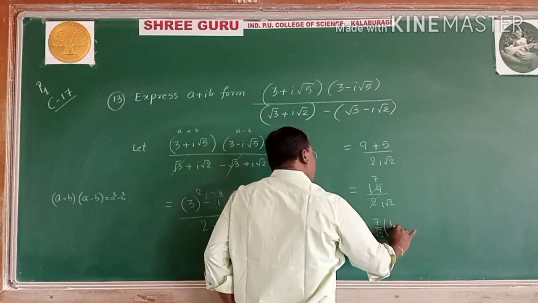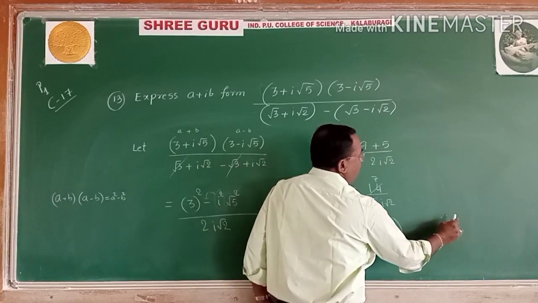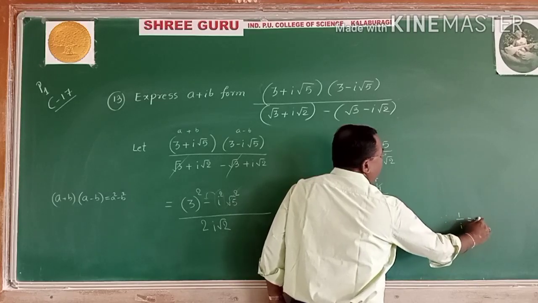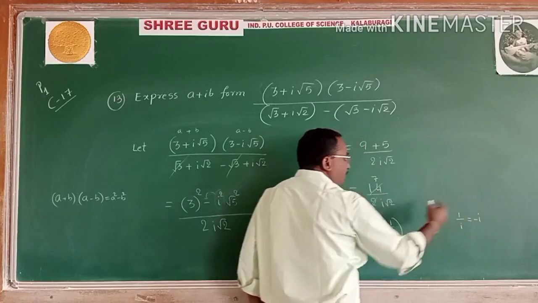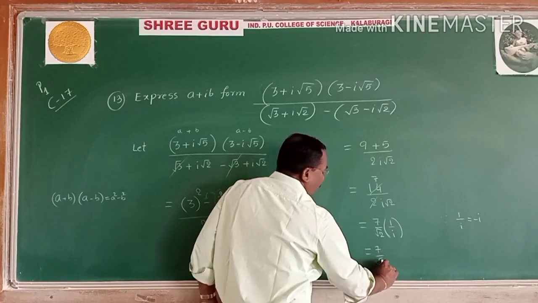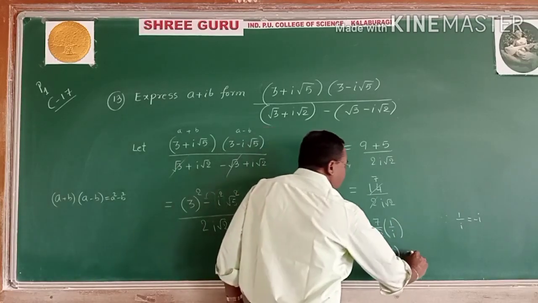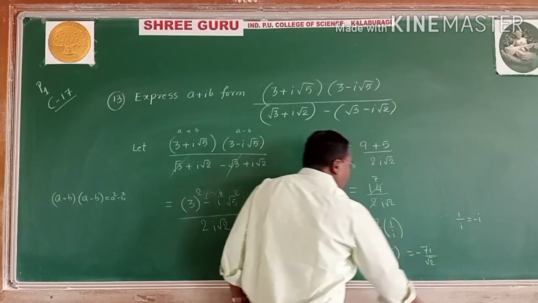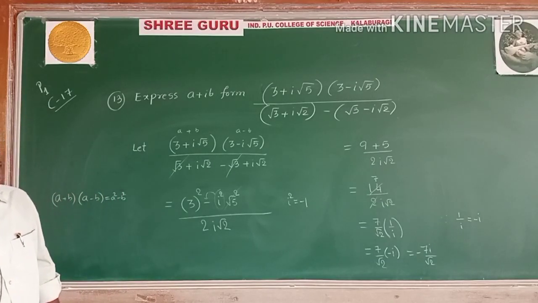Here 1 by i, because note class 3 note is there. 1 by i value is minus i. Suppose 1 by minus i is plus i, and 1 by plus i is minus i. That is division of complex: 7 by root 2 into minus i. That is minus 7i by root 2. This is the complex number.